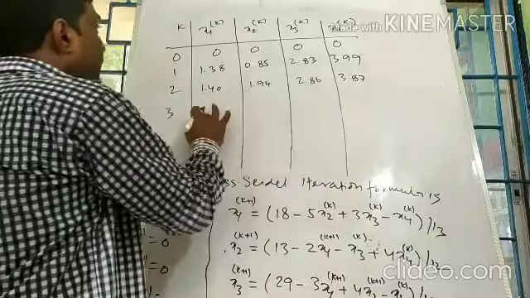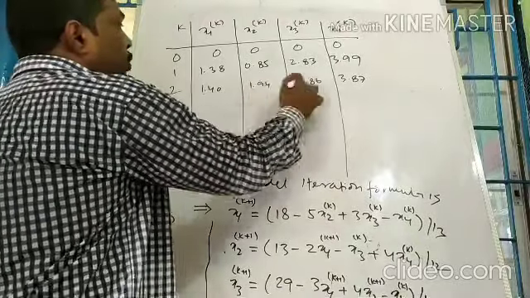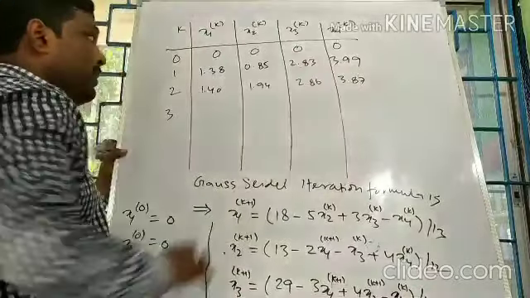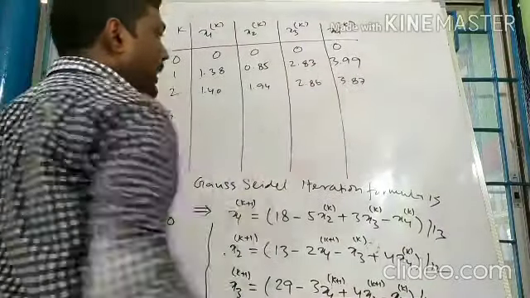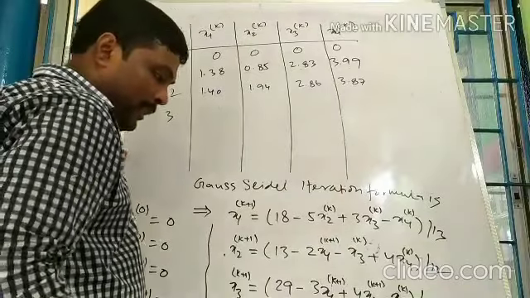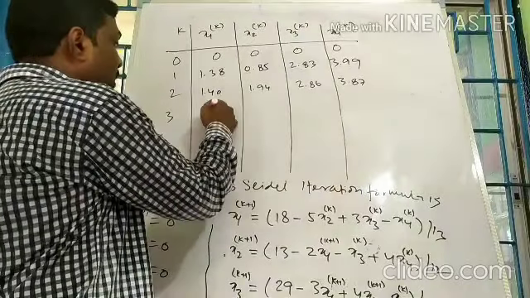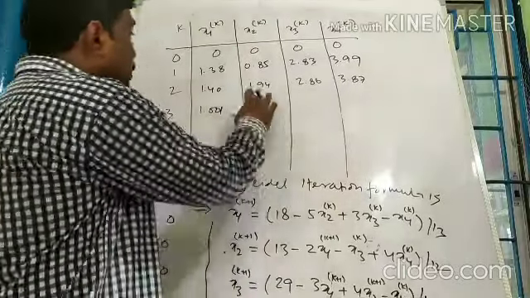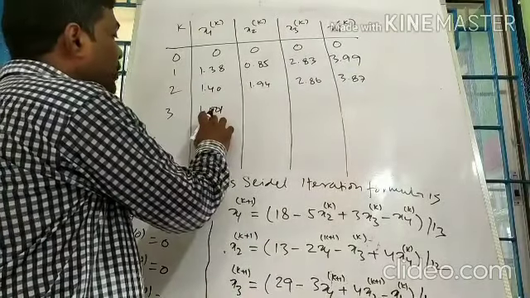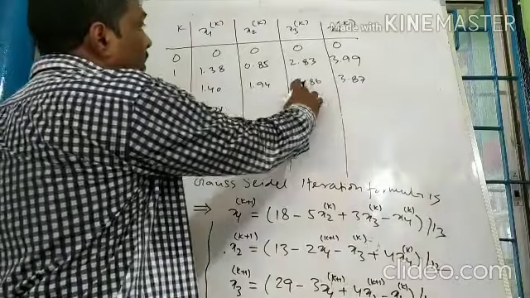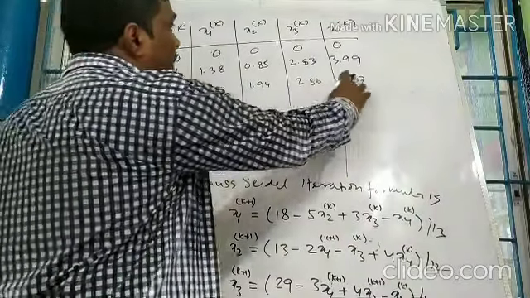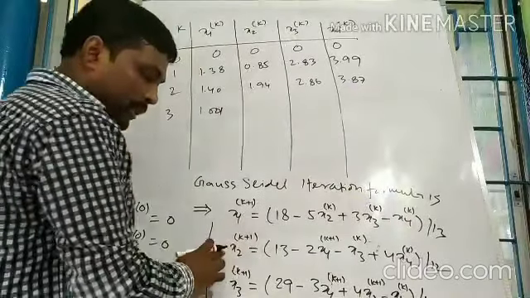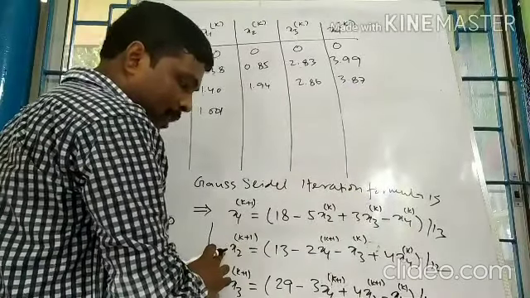Calculate x1 using previous iterative value of x2, previous iterative value of x3, previous iterative value of x4. That is 1.94, 2.86, 3.87. Okay, this is 1.001. Then x2, calculate using present iterative value of x1, that is 1.001, previous iterative value of x3, that is 2.86, previous iterative value of x4, that is 3.87 from the second equation. This is 1.968.